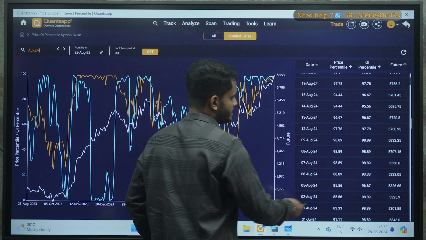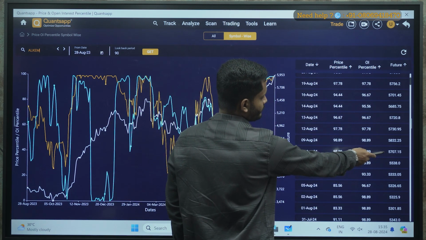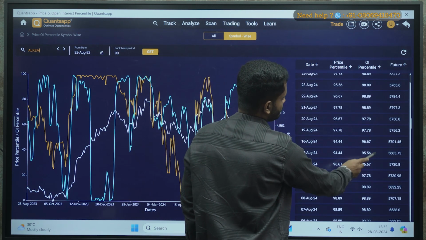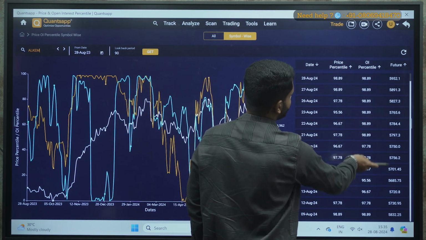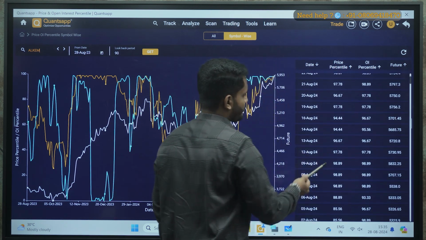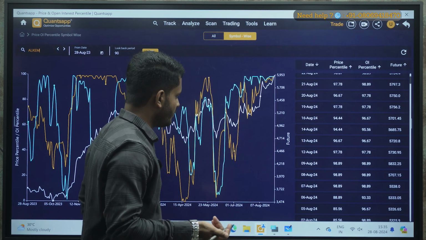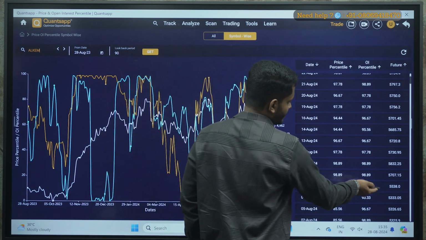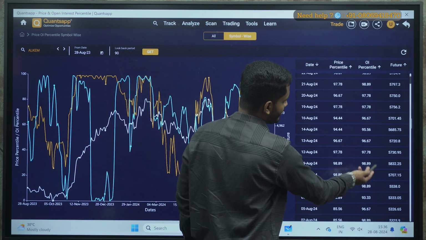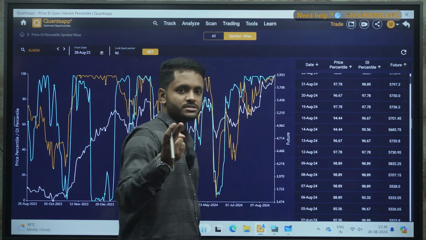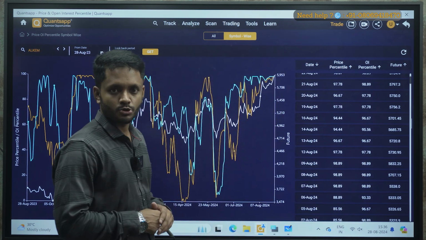From there, immediately the next day we got a 150 point move, and currently the stock is trading at 5800, 5900. So approximately a 400 to 500 points move, but you could have achieved a decent swing in the next 2 days. That is approximately a 300 points move in just 2 days based on price OI percentile.